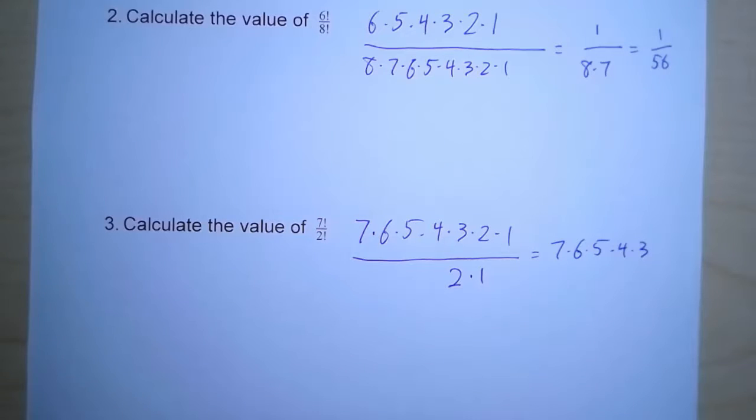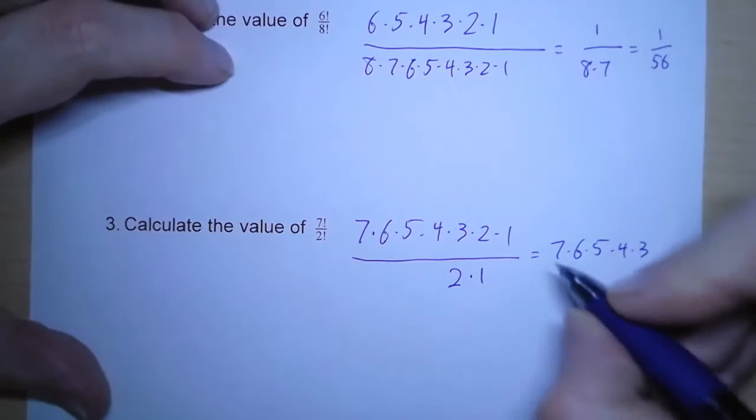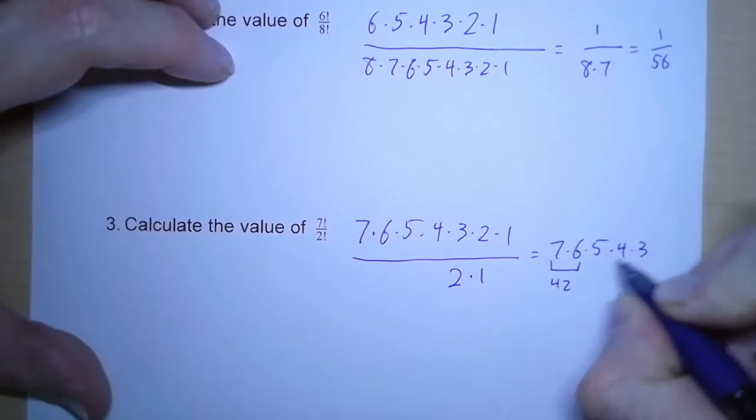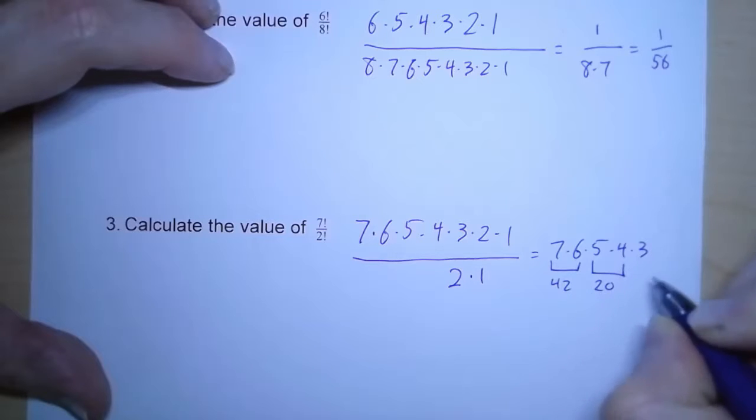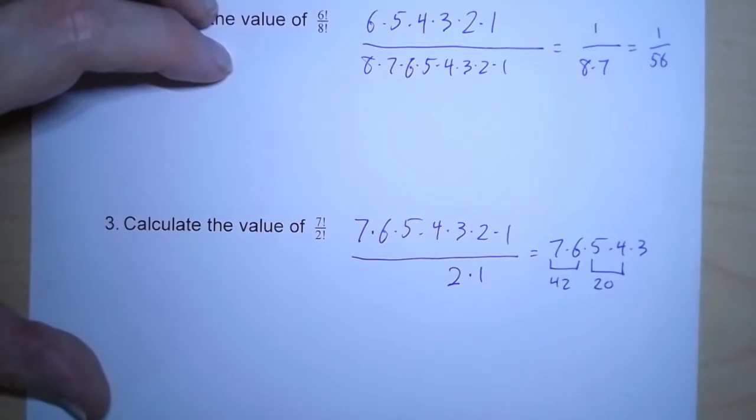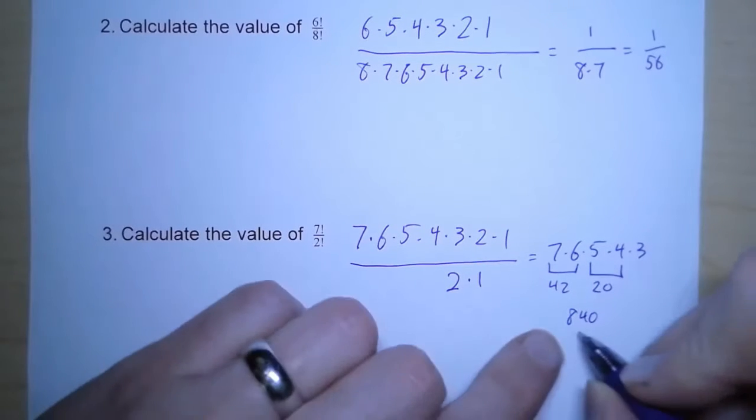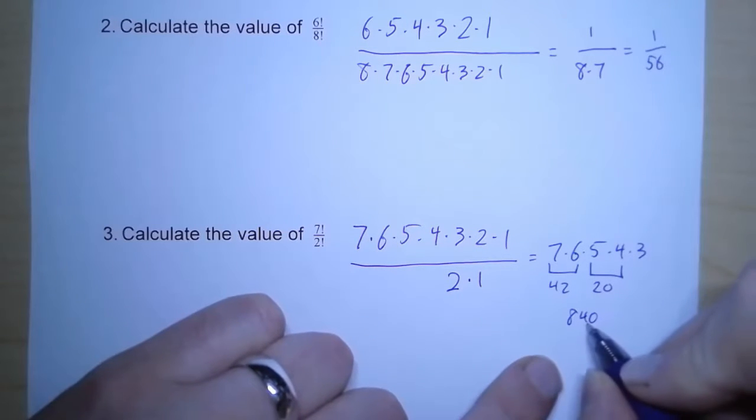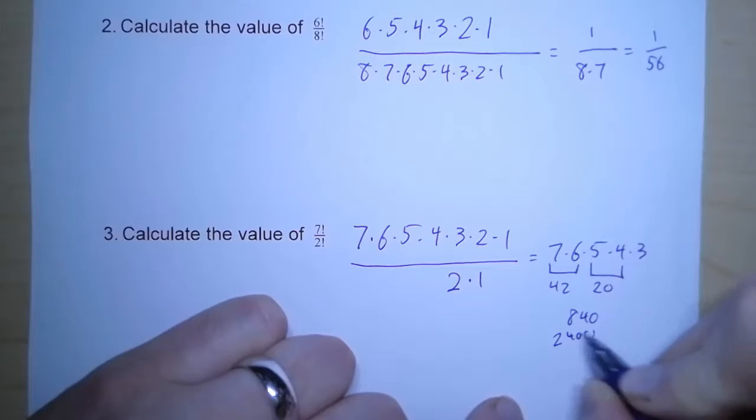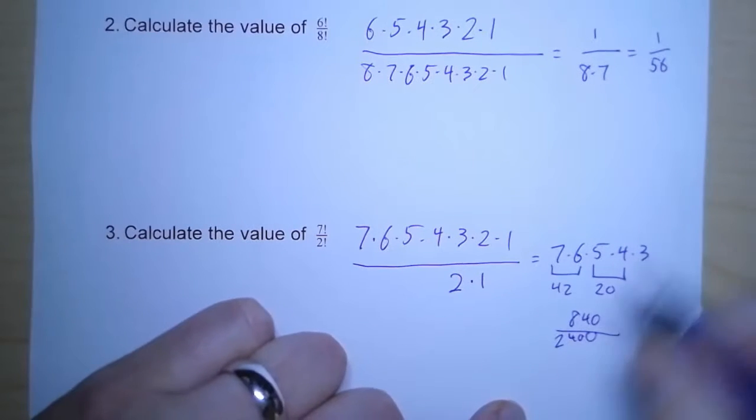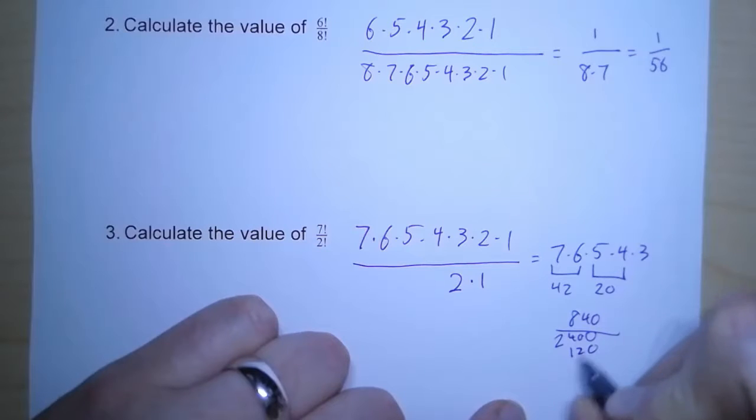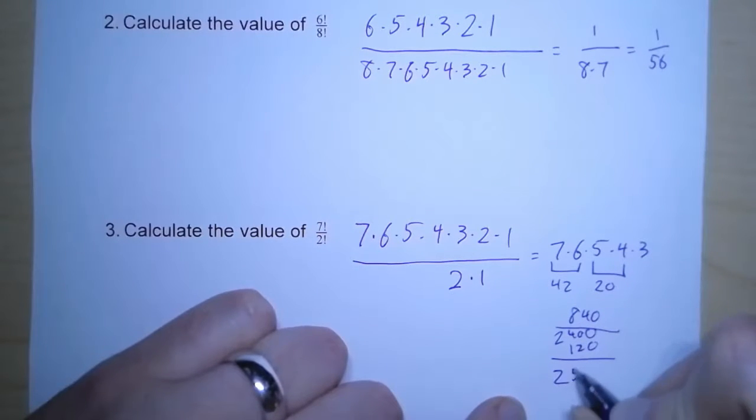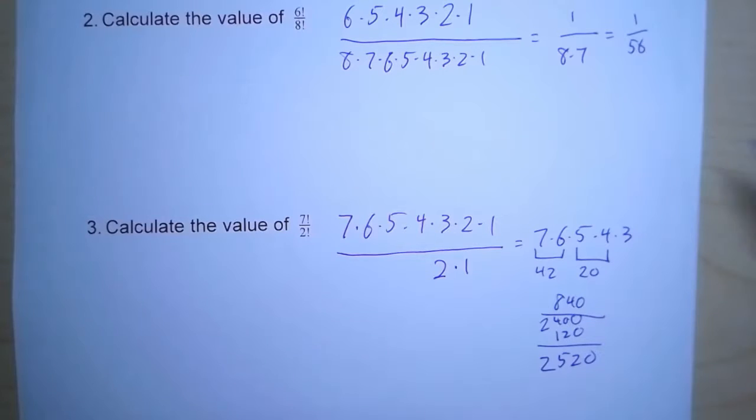All right. So if we want to calculate that, these two are going to be 42. These two are going to be 20, and then 3. Now 42 times 20, that's going to be 840 times 3. 8 times 3 is 24, so that's 2,400. And then 3 times 4 is 12, with a 0 is 120. So that means it's 2,520.